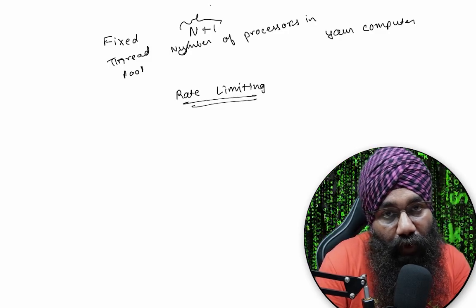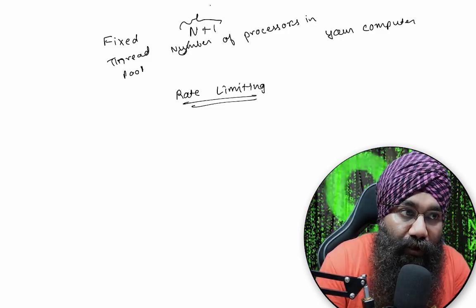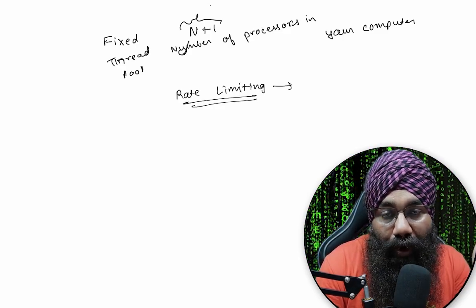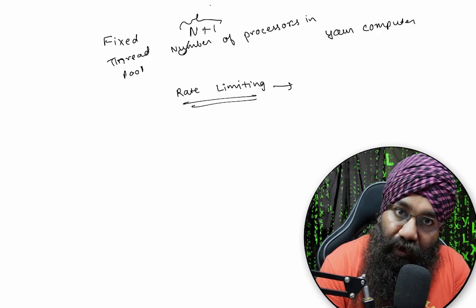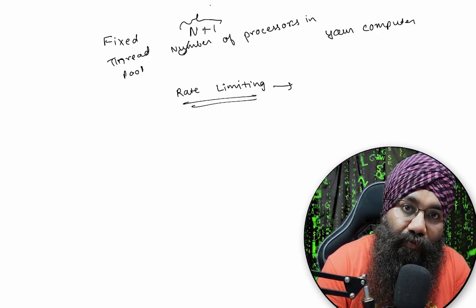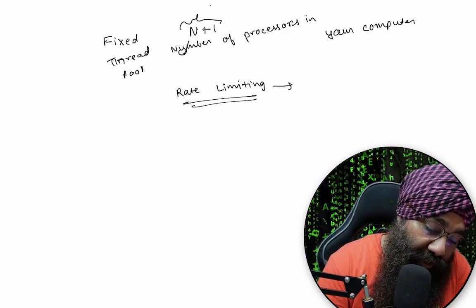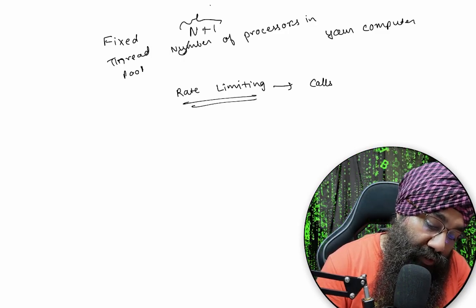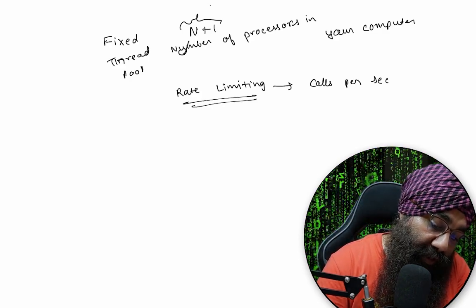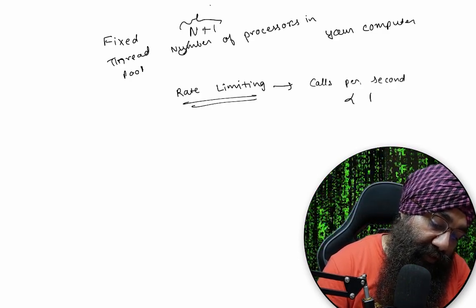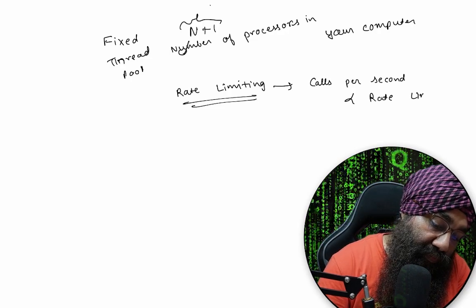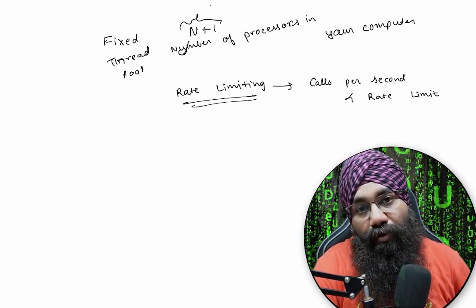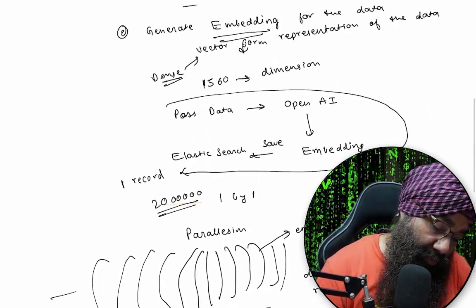Because it has to serve a lot of applications deployed all over the world, it is not waiting to serve only you. So it has some rate limiting per application, per client. You need to make sure that you remain within the rate limiting threshold, otherwise your request will fail. Your calls per second should be less than the rate limit which OpenAI has set. You can check the rate limit on their website.